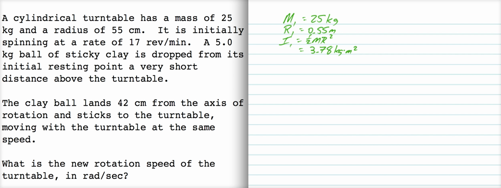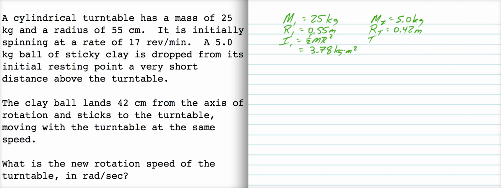And then we have a 5 kilogram ball of sticky clay. So we'll call that M2. It's 5 kilograms. And it's dropped and lands 42 centimeters from the axis of rotation. So it's going to have a radius of motion of 0.42 meters.